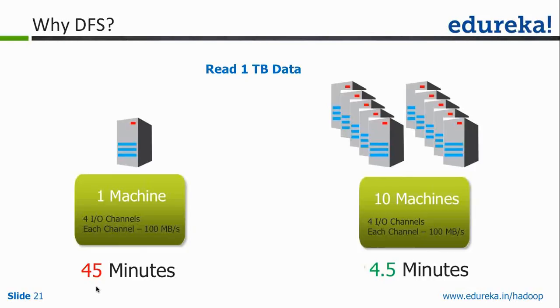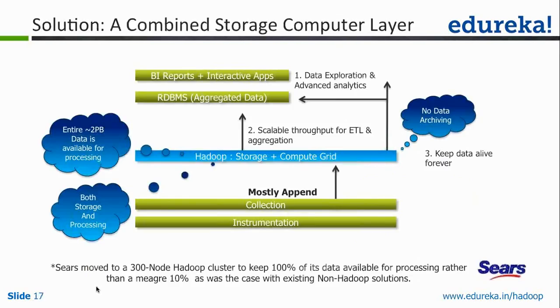Coming back to the same slide, if you had a normal storage, why do we archive all that data? Because it is not humanly possible to read that. It is not possible to read that data at a fast rate, right? So if you had to do that analysis, the importance is that the analysis should be done at a very fast rate. In case of Sears, they have moved to a 300 node Hadoop cluster, and to keep 100% of its data available for processing rather than a meager 10% as was the case with non-Hadoop solutions.